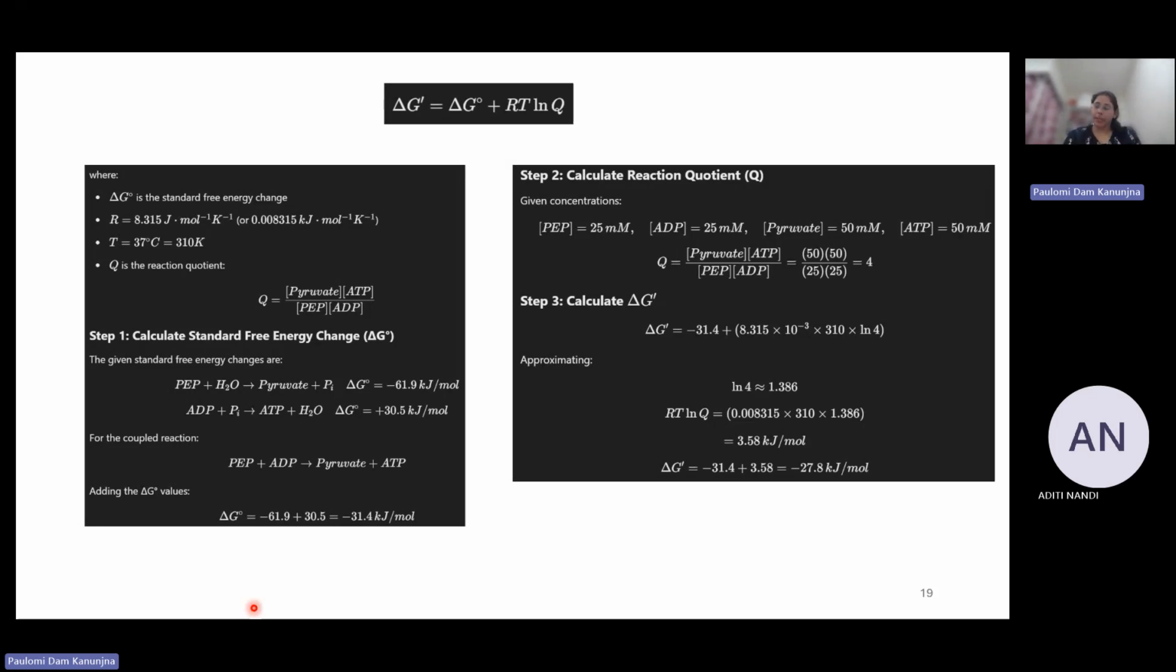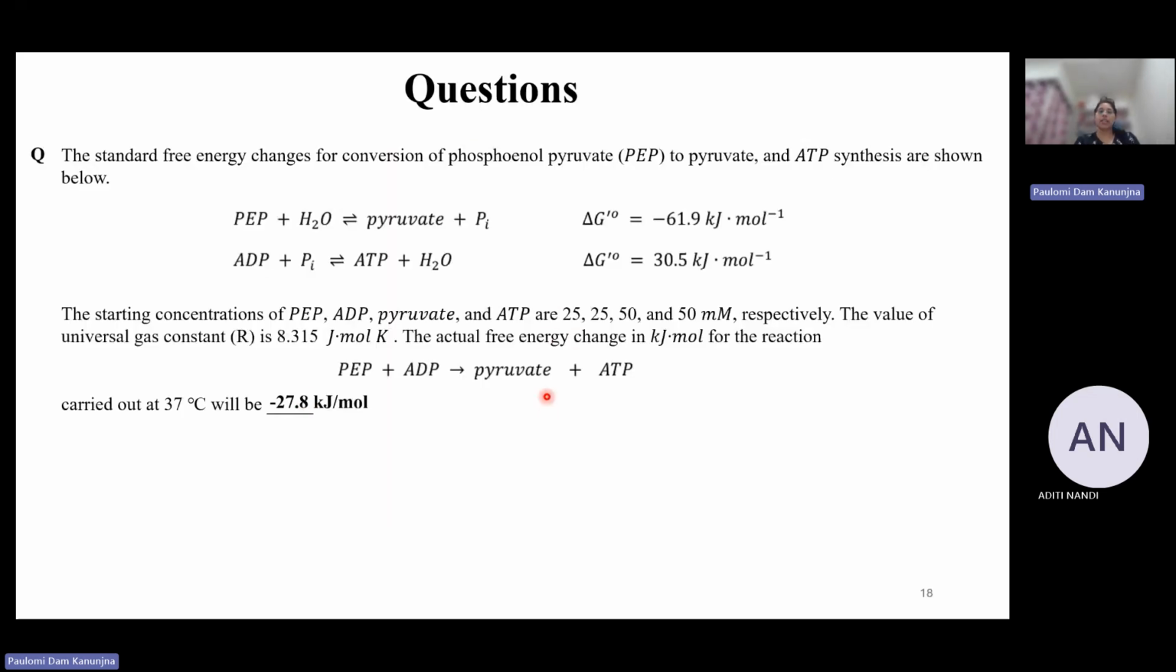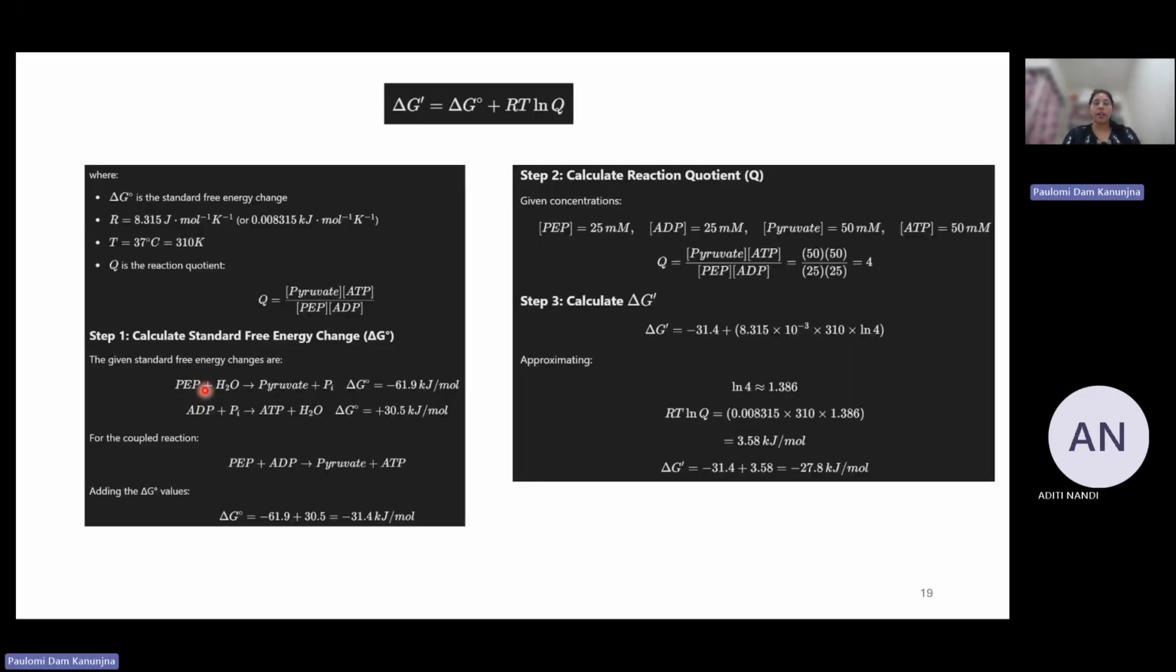Let's first remember this formula once again. We have delta G is equal to delta G naught, which is the standard free energy change, plus RT ln Q. Now, let's first find out this component here. We were given the standard free energy change for both of the half reactions. Now, what is your reaction actually looking like?